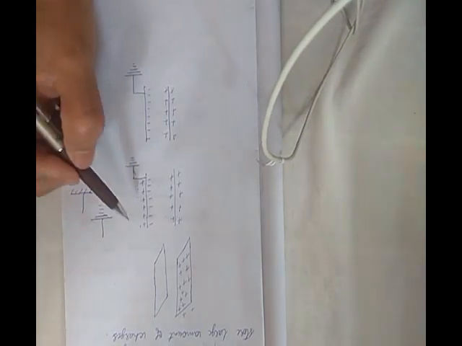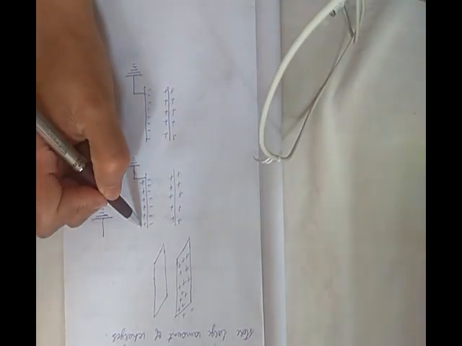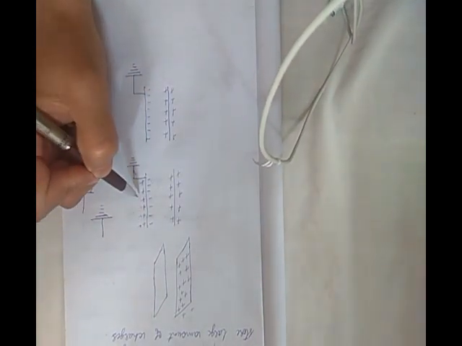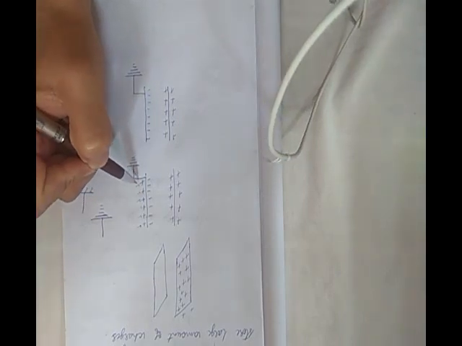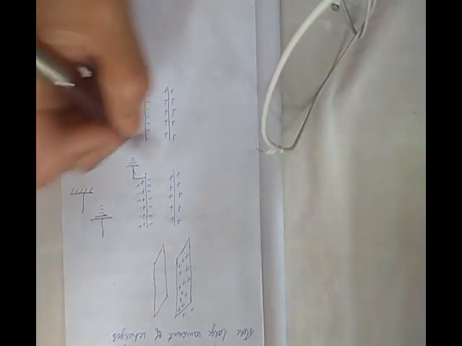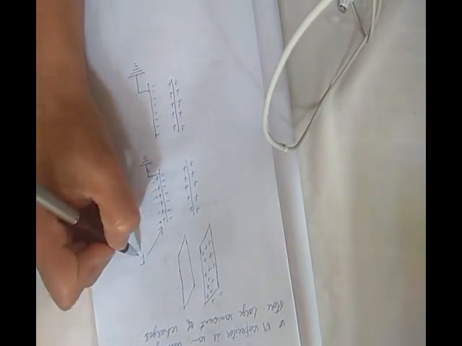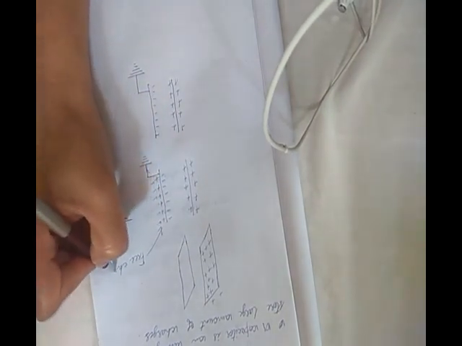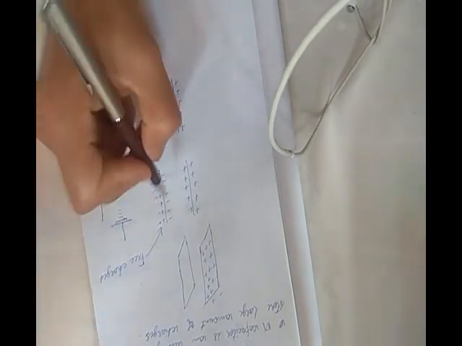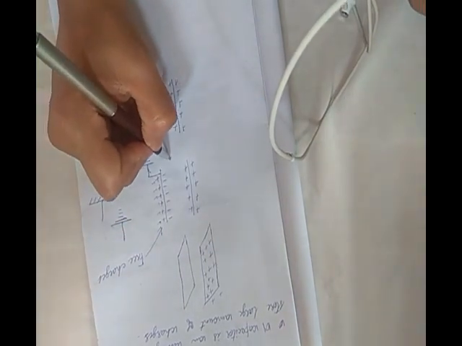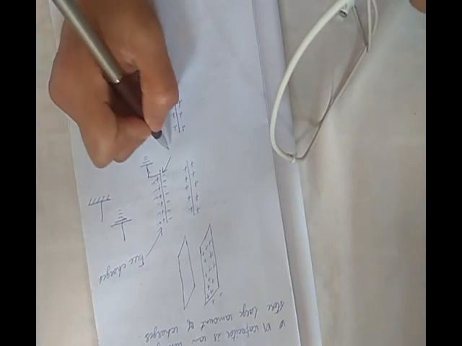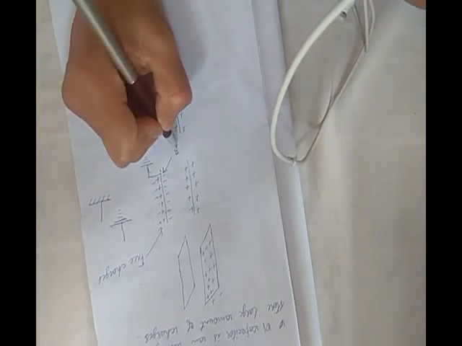Before I tell you the reason, the positive charges that are induced on the outside of the second plate are called free charges. And the negative charges that are induced on the inner side of the plate are called bound charges.